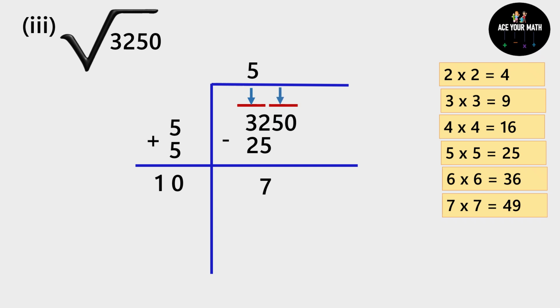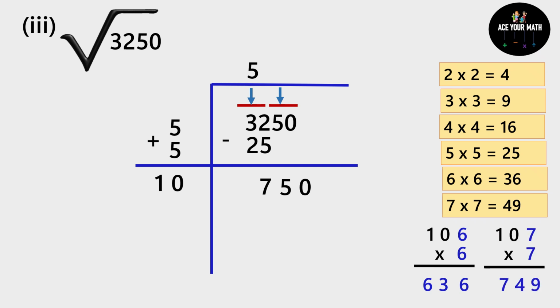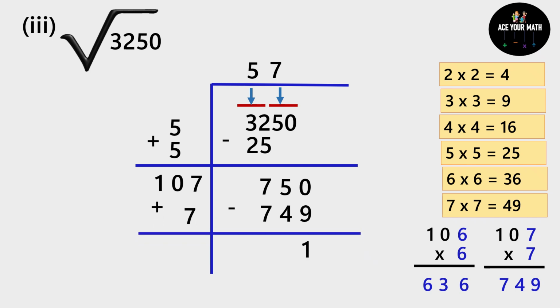Now consider the second group, which is 50. Bring down 50. See, the new number formed is 750. Now we'll try different combinations with 10. You get 636 when you tried 6. Now try, let's say, 7. 7 will give you 749. The 749 is very close to 750. It means you will take 7 here. So 107 times 7 is 749. The same 7 you will add on the left hand side. See, on subtraction you get 1. It means the given number is not a perfect square because you're getting a remainder. Okay, on the left hand side, you can complete the addition.